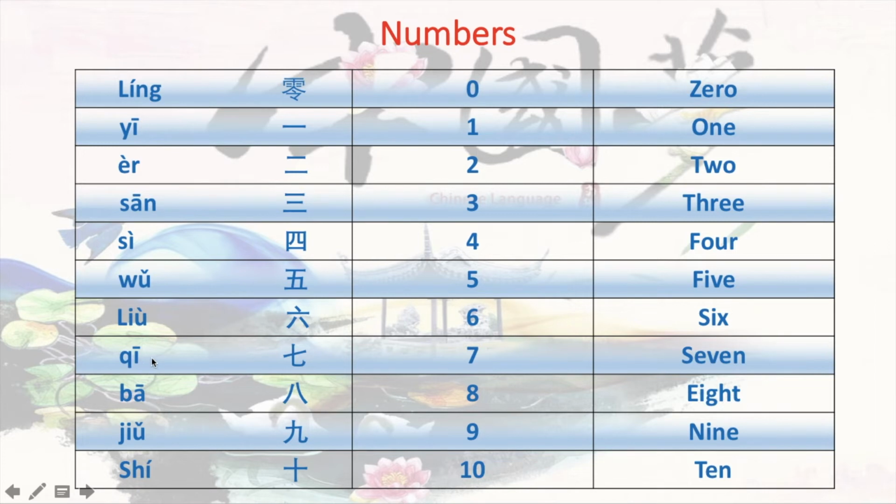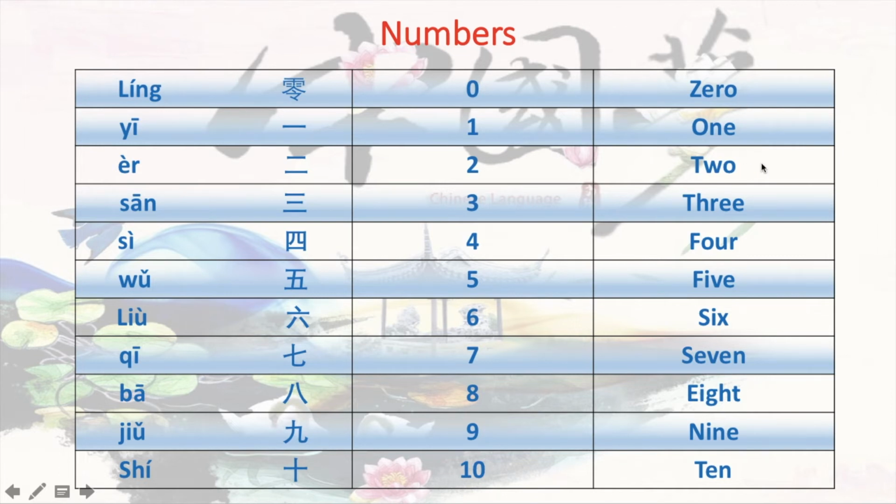Qi, there is first tone. So we need to pronounce qi. Then ba, there is first tone. So we need to pronounce ba. Then jiu, there is third tone. So we need to pronounce like this. Jiu. Then shi, there is rising tone, second tone. So we need to pronounce like shi.